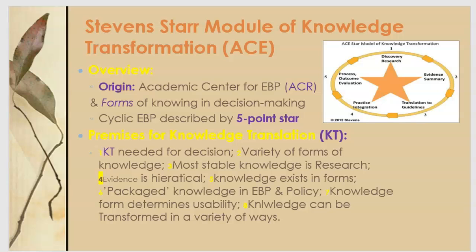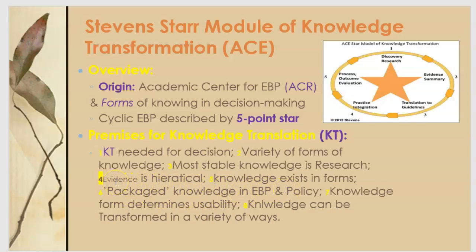These are kind of almost like assumptions. A second premise is that there's a variety of forms of knowledge. So we know that there is research knowledge, but we also know that there is the knowledge that is perhaps from a clinical perspective. We know that most stable knowledge is research. So that, and I won't say solid, but the most perhaps irrefutable knowledge is found in research, but that there's knowledge in many, many different places. So these two kind of pull together, if you will.